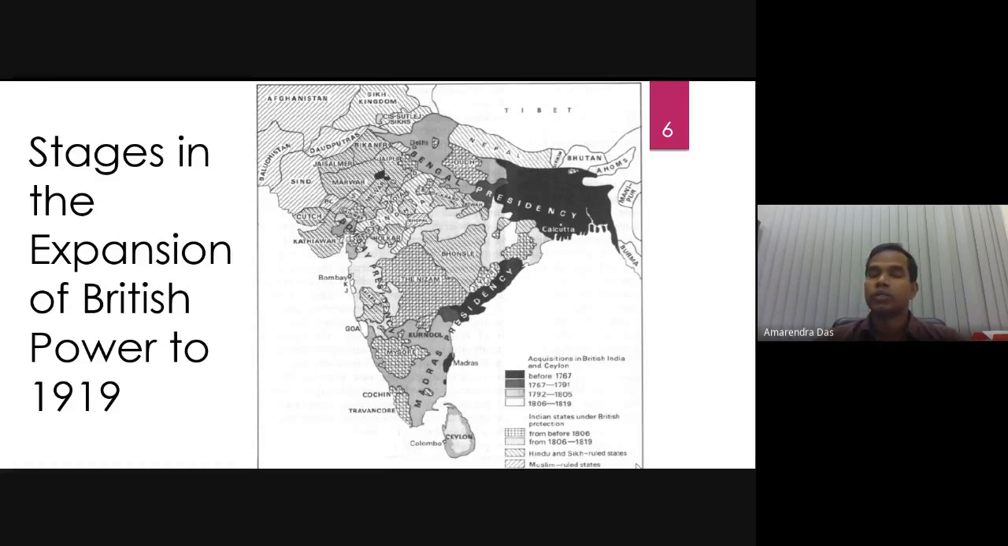The left to right sloped lines show Hindu and Sikh ruled states, and the right to left sloped lines show the Muslim ruled states. We also see how the presidency term comes up. During the British period, there were three presidencies: Bengal, Madras, and Bombay. So that will be useful to understand how different presidencies had different land tenurial systems in India.